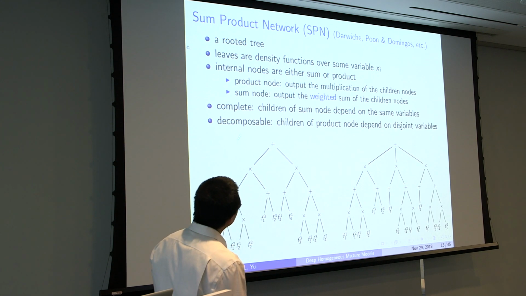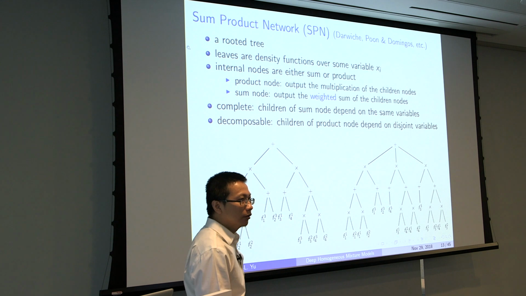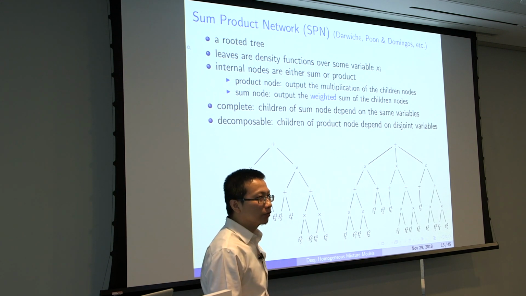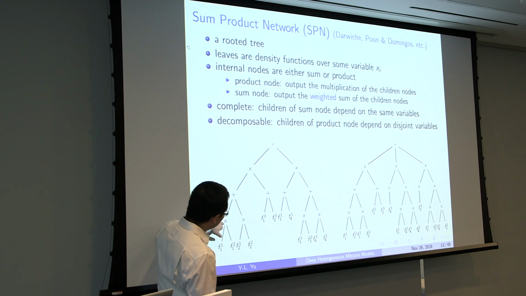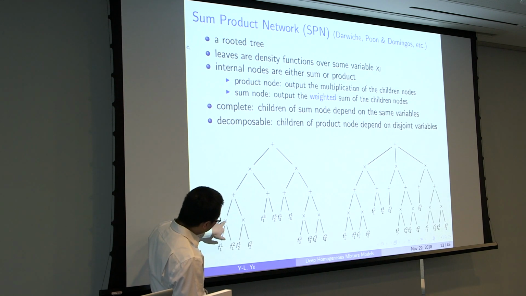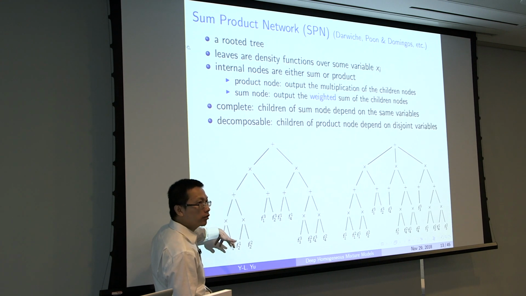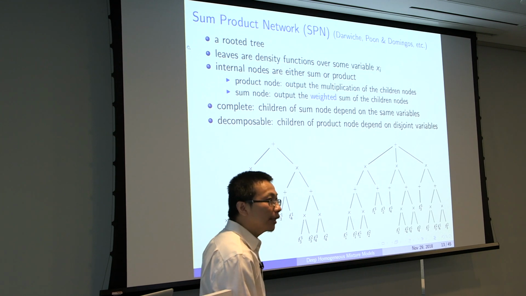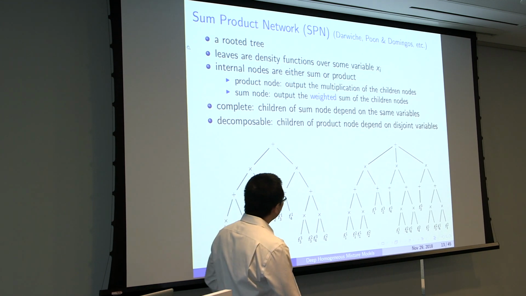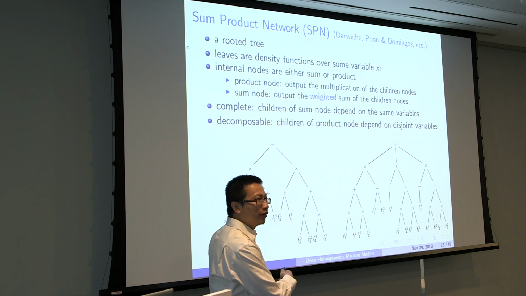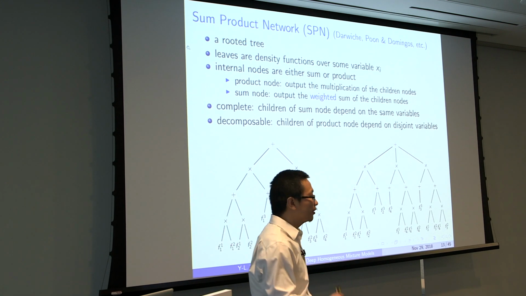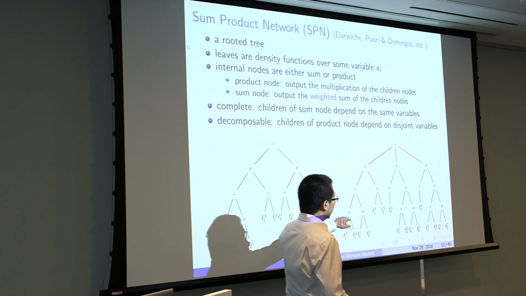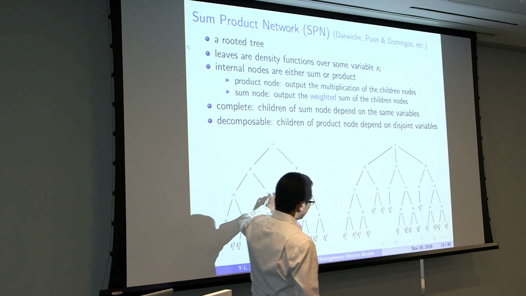Now decomposable means that if you look at a product node, then its children must have non-overlapping receptive fields. So if I look at a product node here, this one depends on the first variable, this one depends on the second variable. They cannot overlap. So this is what it means for an SPN to be complete and decomposable. In fact, these two figures I'm showing you represent the same SPN. It's just written differently. Okay? So this is what we call a self-similar SPN, and this is a general SPN.